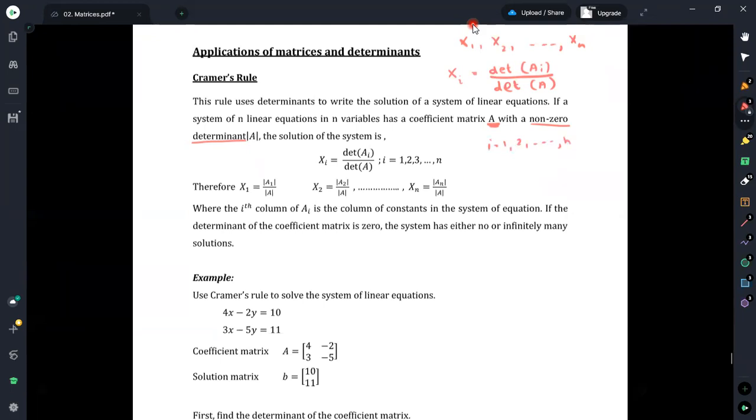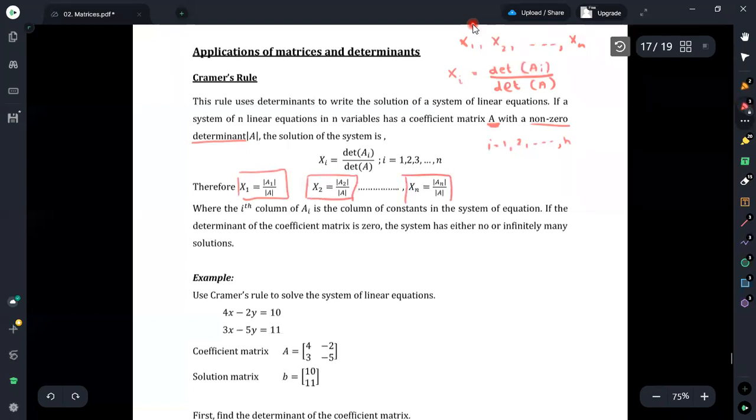And if I break down this equation, then for the first variable we'll get a solution like this. Or we can use this equation: x1 is equal to determinant of A1 divided by determinant of A. Then x2 is determinant of A2 divided by determinant of A. Likewise, xn equals determinant of An divided by determinant of A. Therefore, I hope that you all are clear about the determinant of A.